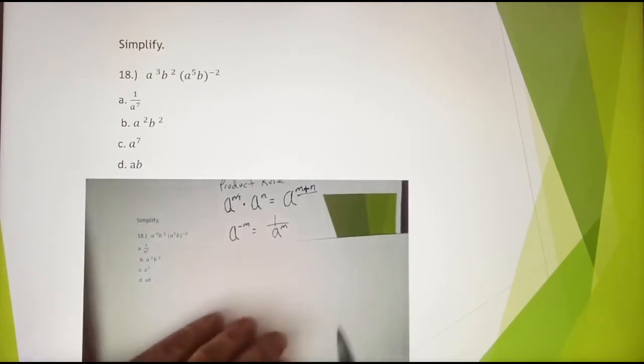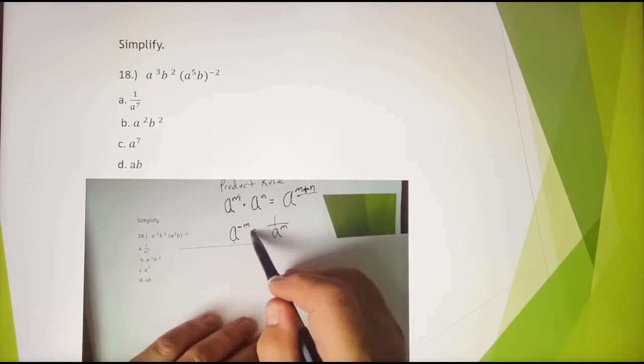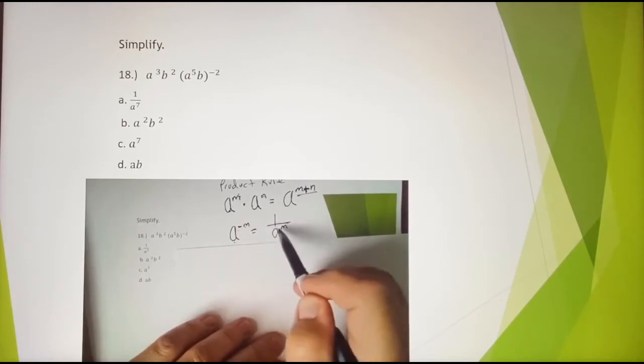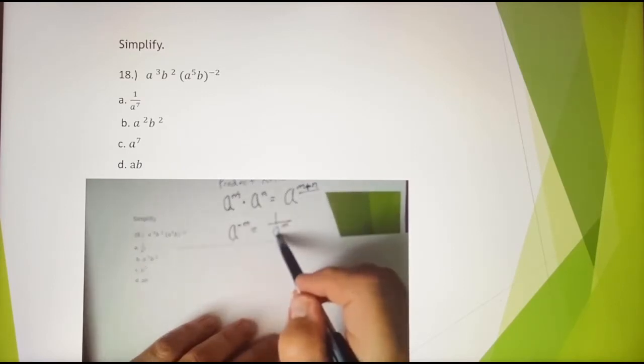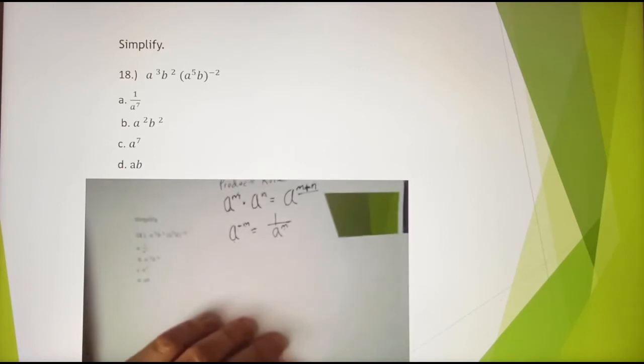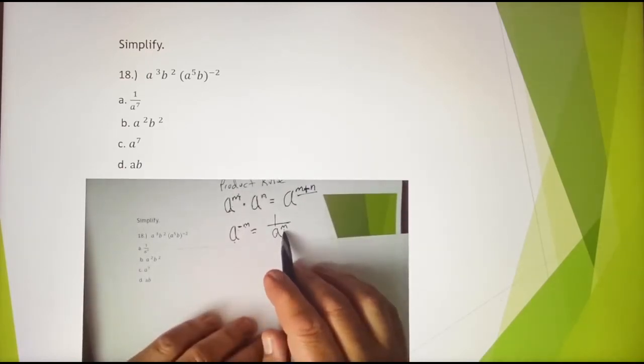We also need to know that if you've got a negative exponent, such as a to the negative m, that's the same thing as saying 1 over a to the positive m. So it just inverts it like that. So it puts it in the denominator, and then it makes it positive for the exponent.